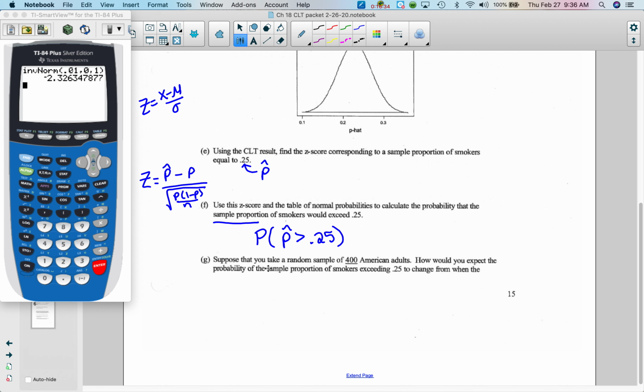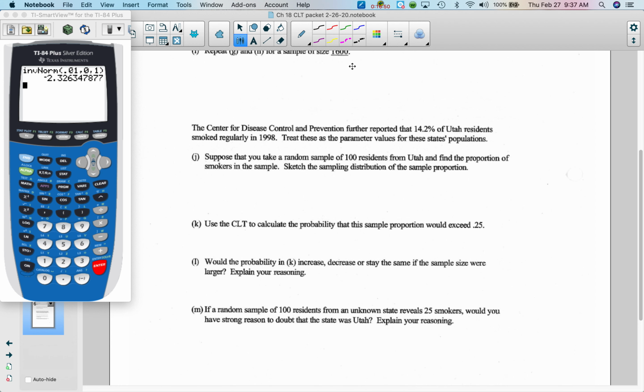Then think about what's going to happen if you take a random sample of 400 adults. So now your value of n is increasing to 400. So think about what that's going to do. Your mean is not going to change, but your standard deviation will change. Then they ask you to do it for 1600, but you should be okay on that.